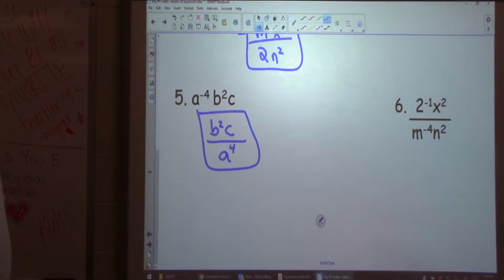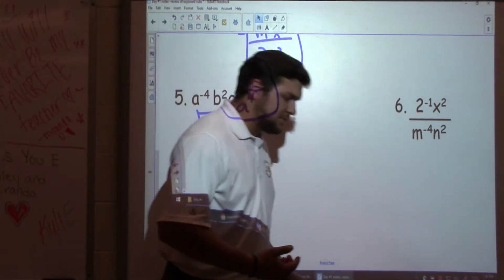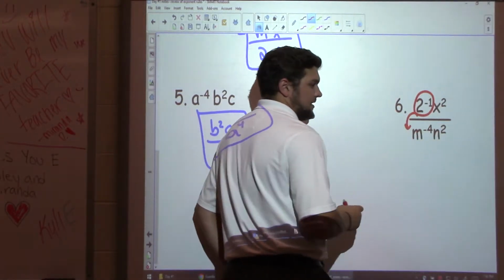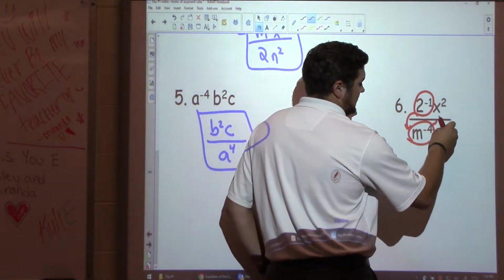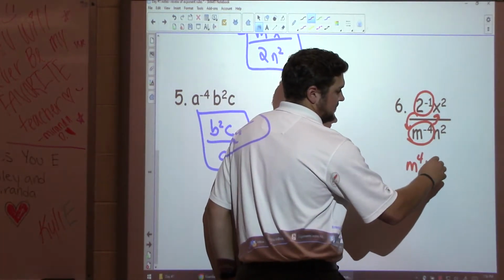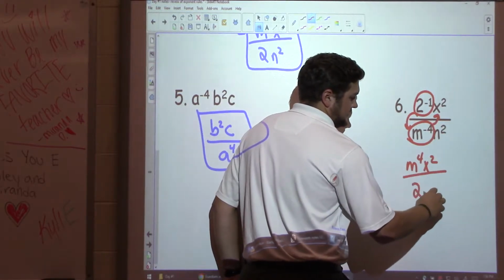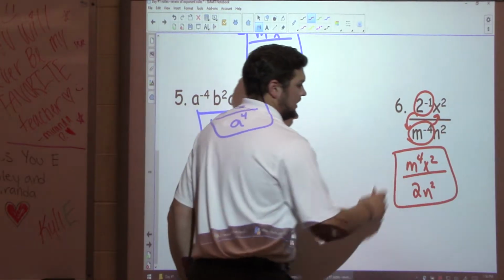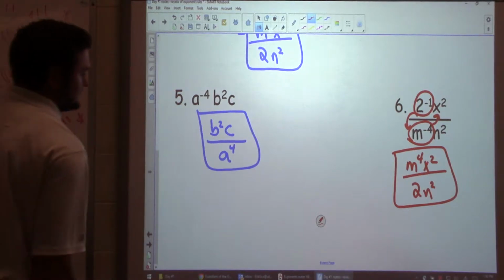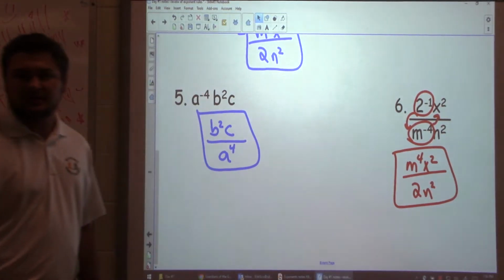And lastly, 6. 2 to the negative 1, x squared over m to the negative fourth, n squared. Well, I have negative exponents again. So I have 2 to the negative 1. Move that to the denominator to make it positive. M to the negative fourth goes to the numerator to make it positive. So I get m to the fourth x squared over 2n squared. Now, if you want to leave it as 2 to the first power, fine with me. Any questions? We're good so far? Sweet.